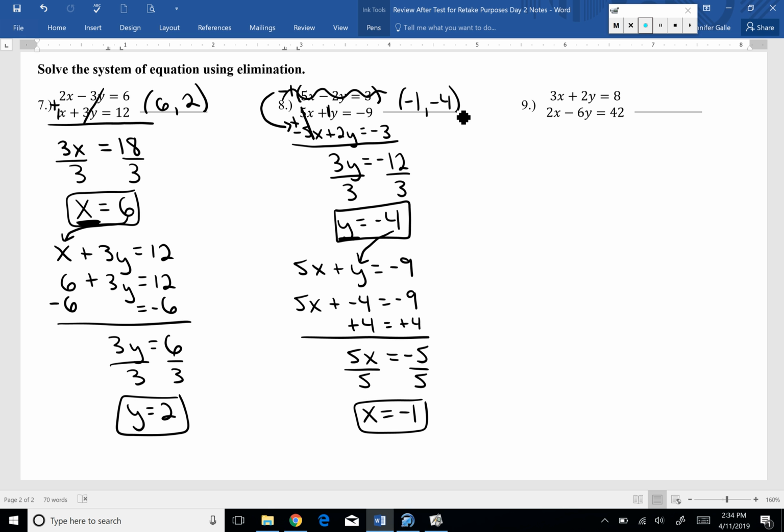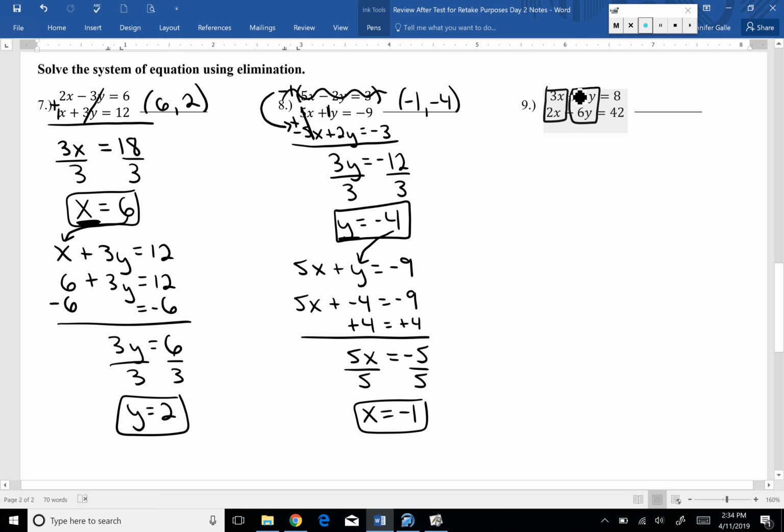In number 9, now look at number 9. I don't have opposites right away. I don't even have 2 that are close. I've got a 3x and a 2x. And I've got a 2y and a negative 6y.